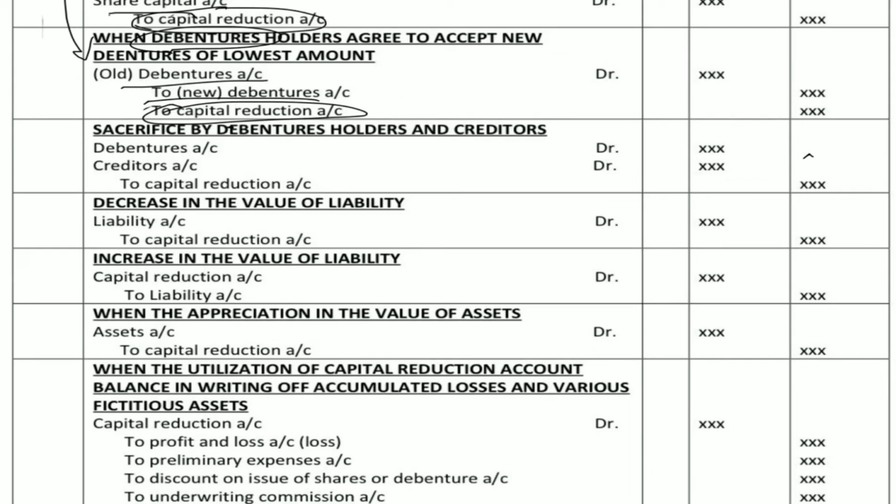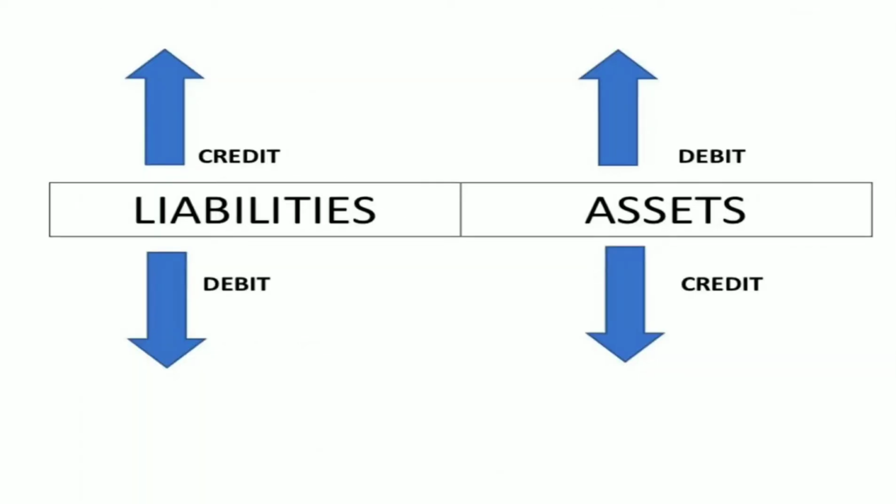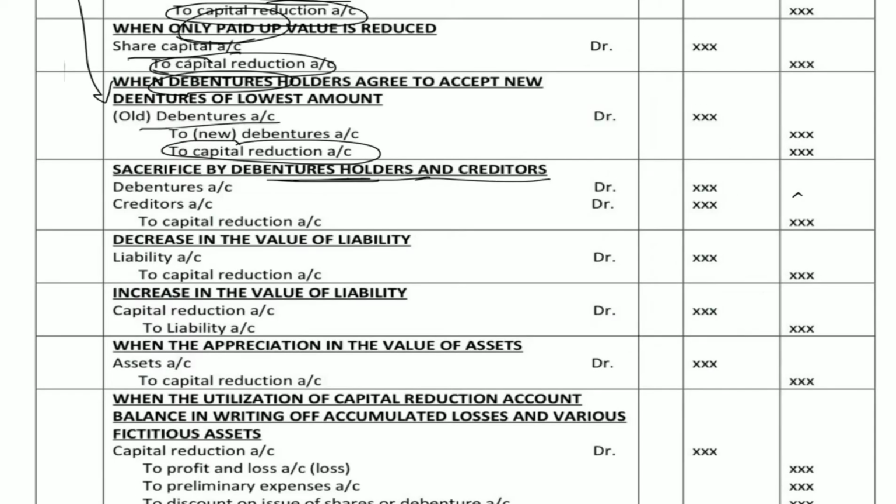Now the next entry is sacrifice by debenture holders and creditors. When the debenture holders and creditors have sacrificed their amount, then the liability of the company decreases. So whenever there is a decrease in the liability, we will debit the value. So the entry will be debentures account debit, creditors account debit, to capital reduction account.